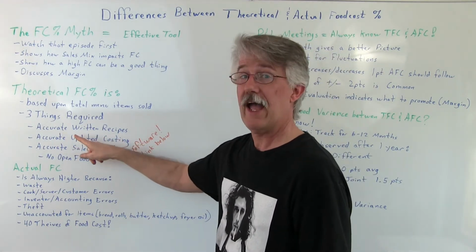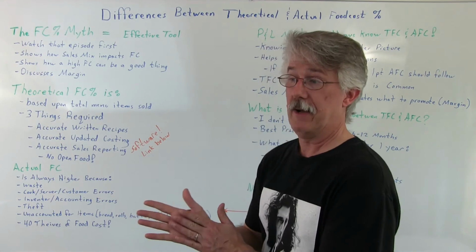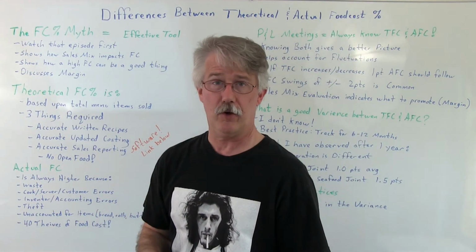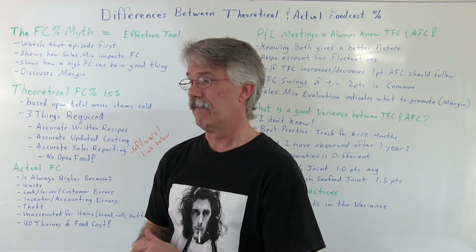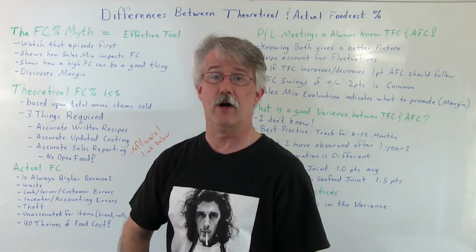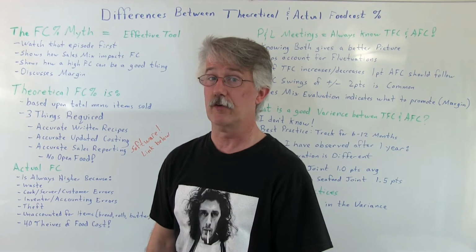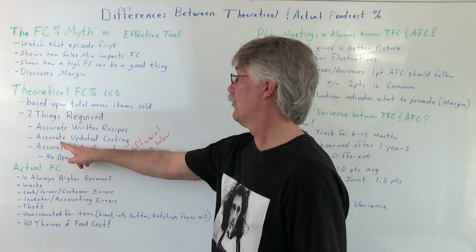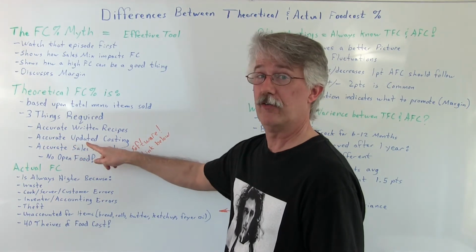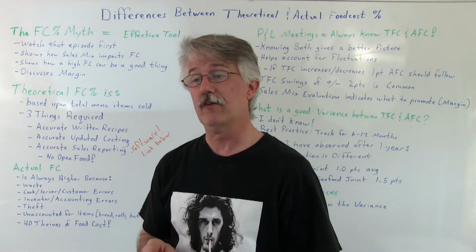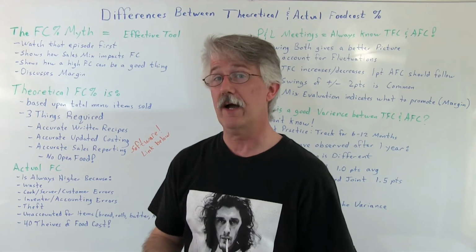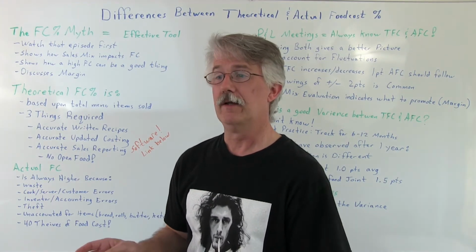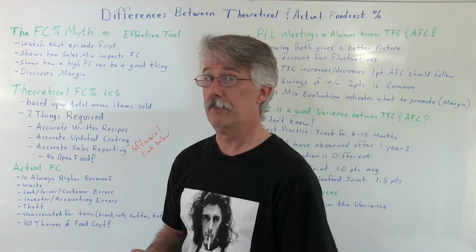Okay? There are three things that are required in order to get that theoretical food cost. First, you need to have accurate written recipes. By accurate, I mean it includes everything, right down to the butter on the toast, and very clear specs on your portion sizes and so on and so forth. So clearly written recipes. Next thing you need is accurate and updated costing. So all of the prices that go into the items on your menu, the fresh basil, the crab meat, whatever, need to be updated on a regular basis.